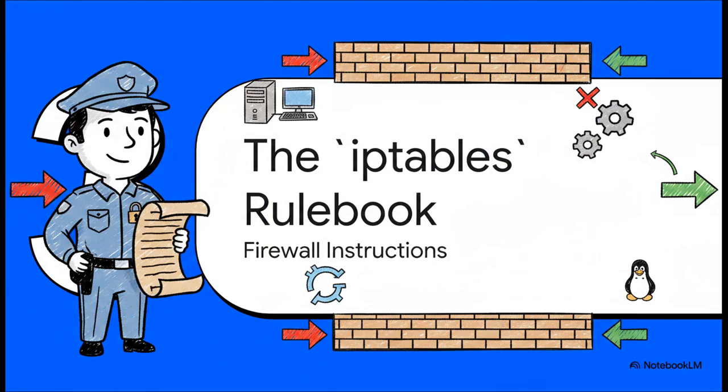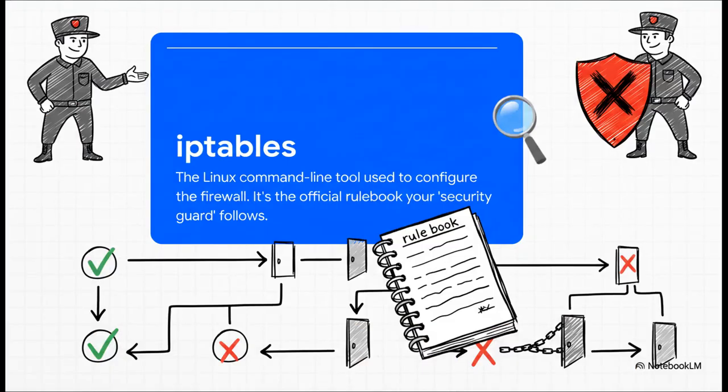Okay, so we've got our guard, and we know what they're looking for: IPs and ports. But how do we actually give the guard their instructions? Well, on most Linux systems, the answer is a really powerful command line tool called iptables. Think of iptables as the program you use to write the official rulebook for your security guard. Every single decision that firewall makes, every person it lets in, every connection it blocks, is based on a rule written in this book. It's the command center.